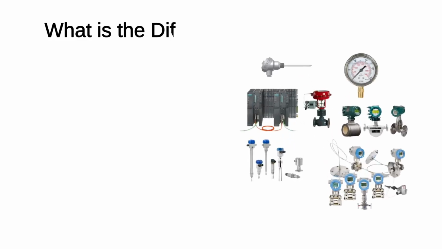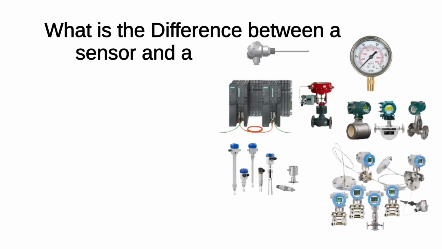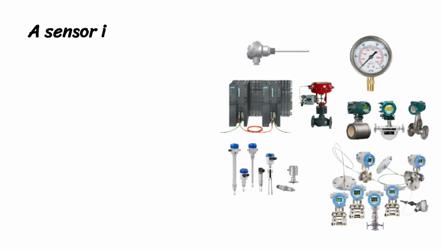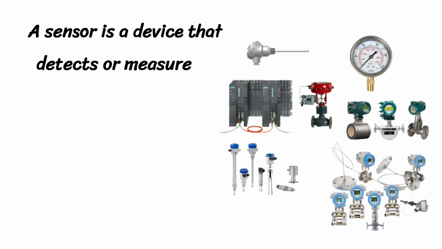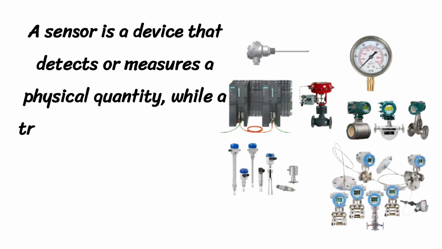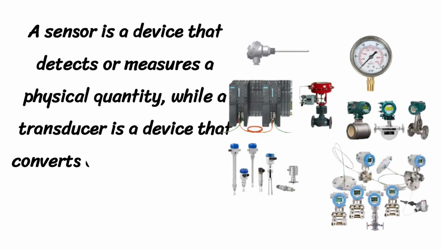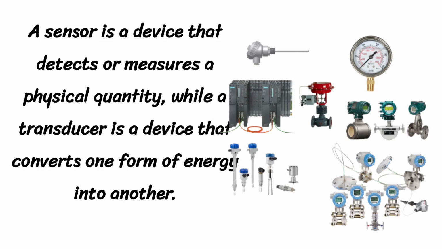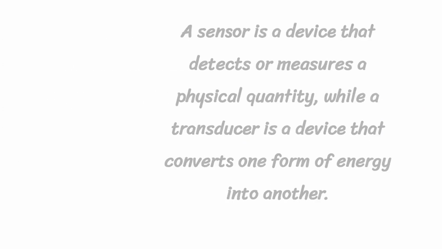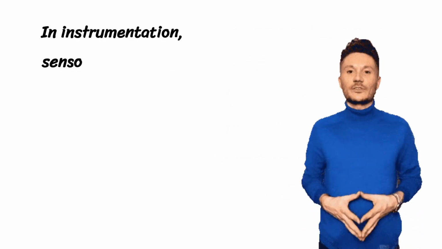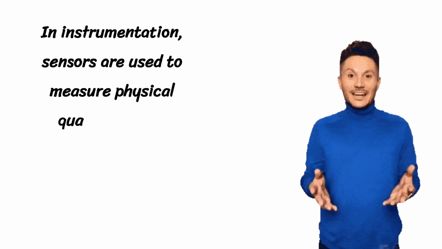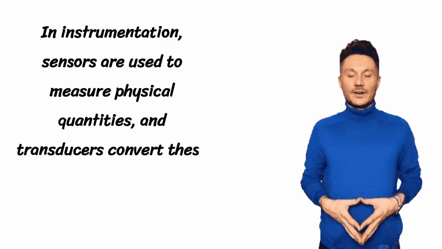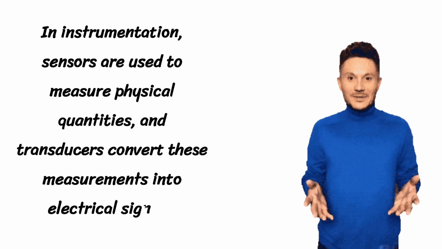Next question is, what is the difference between a sensor and a transducer? A sensor is a device that detects or measures a physical quantity, while a transducer is a device that converts one form of energy into another. In instrumentation, sensors are used to measure physical quantities, and transducers convert these measurements into electrical signals.